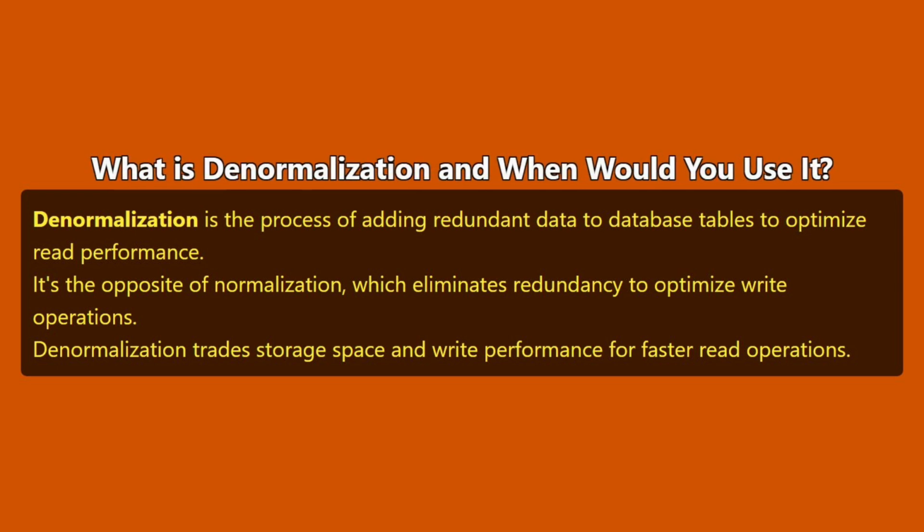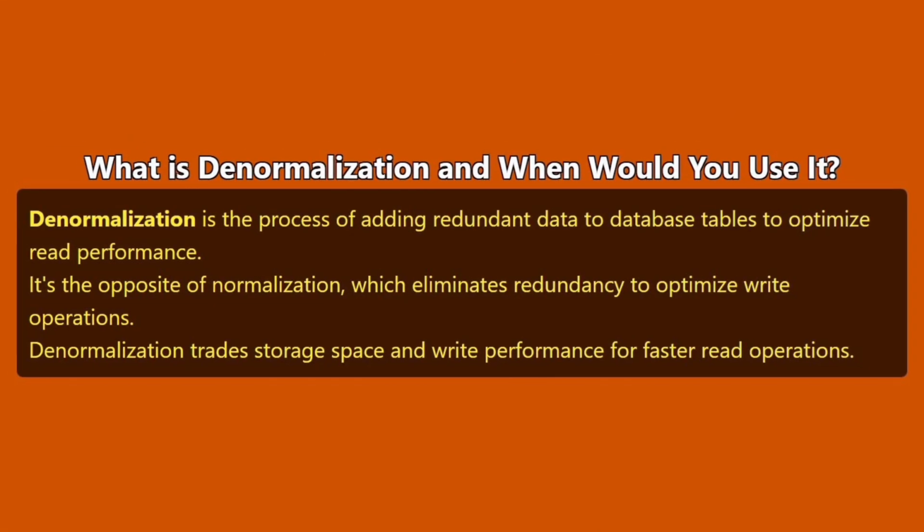The next question is, what is denormalization and when would you use it? Denormalization is the process of adding redundant data to database tables to optimize read performance. It is essentially the opposite of normalization, which eliminates redundancy to optimize write operations and data integrity. When you denormalize, you are making a conscious trade-off. You are sacrificing storage space and write performance to gain faster read operations.